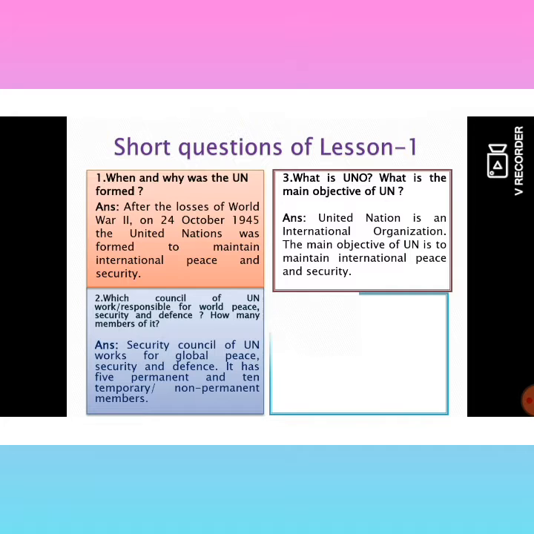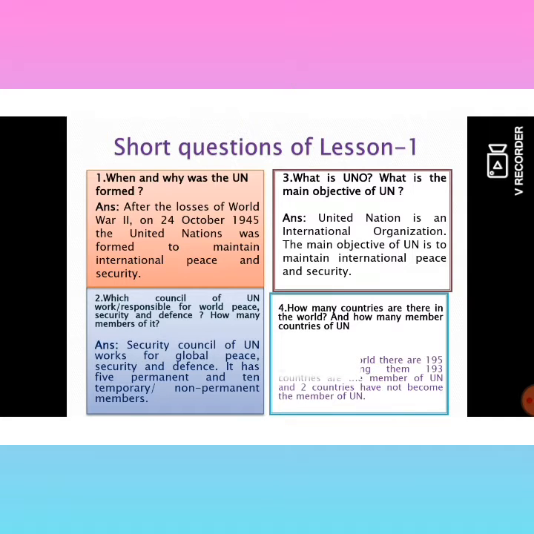Then question number 4. How many countries are there in the world? And how many member countries of UN? Already we have discussed. In the world, there are 195 countries in total. Among them, 193 countries are members of UN. And 2 countries have not become members of UN: one is Palestine, another is Vatican City. Other 193 countries are members of United Nations.